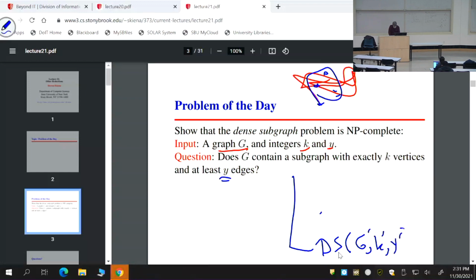Let's just make it like that. Those are the names of my variables: G prime, K prime, Y prime. What is my Bandersnatch? What hard problem that we now know of smells most to you like densest subgraph? Which one? Clique. Why does clique smell like densest subgraph for you?